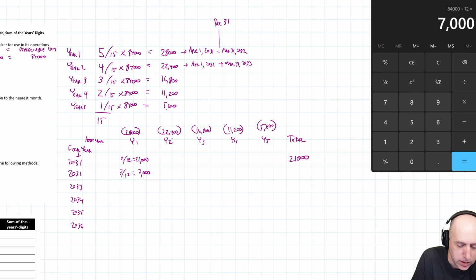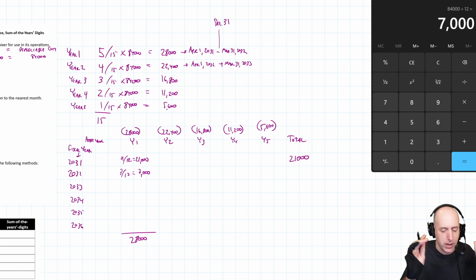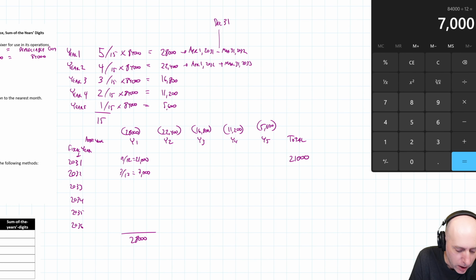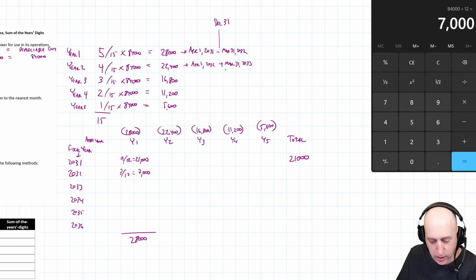Well, what about year one, and that's it, right? The total depreciation here is 28,000, and now I've applied it. Some of it happened in 2031, some happened in 2032. So that 28,000 is done. What about the 22,400? Well, some of that happened in 2032, April 1st, 2032 to fiscal year end, and the answer is it's 9 months.